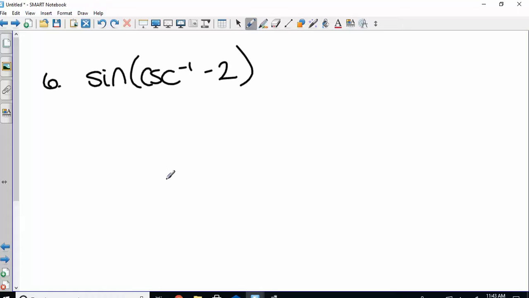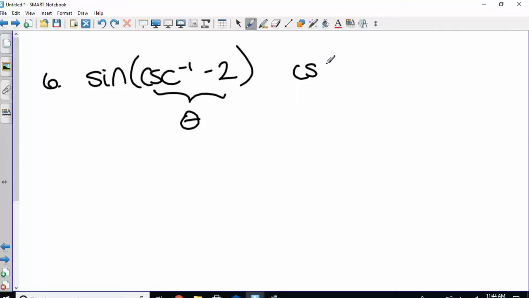Alright, this is one that you might be able to evaluate quickly if you recognize that when cosecant inverse is negative 2, that represents an angle, so you could find your angle, and then do sine of that. Or it sounds like most of you did it like problem number 4, where you set up a triangle. So either way is fine.